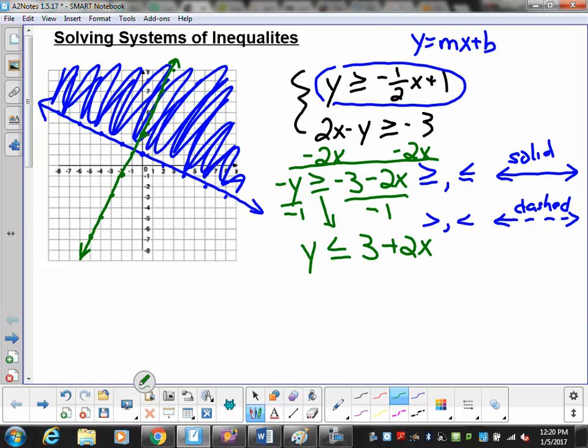Now, which way am I going to shade on this one? Down. We're doing less than. So down is going to be that direction from the green line, because it's slanted this way, so down is this direction.